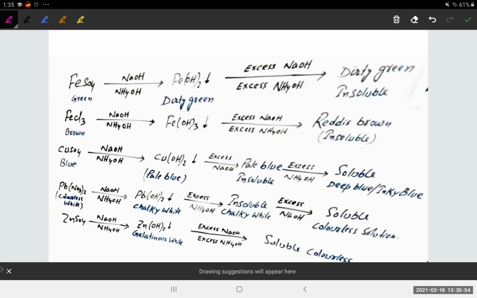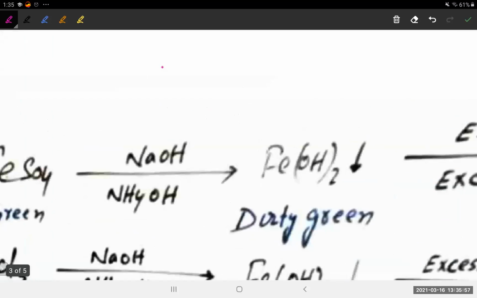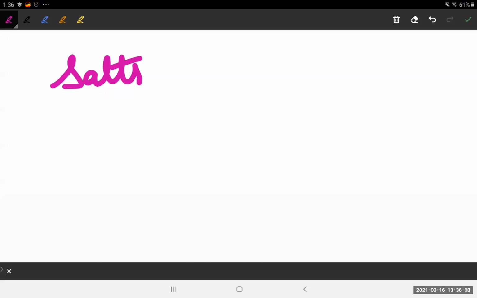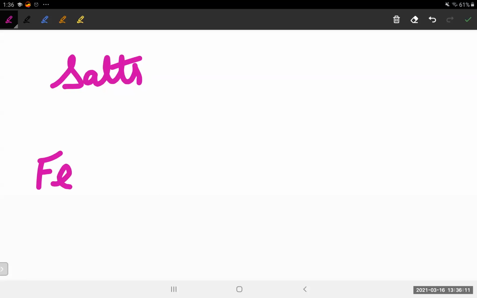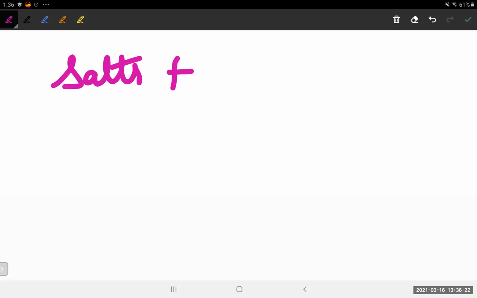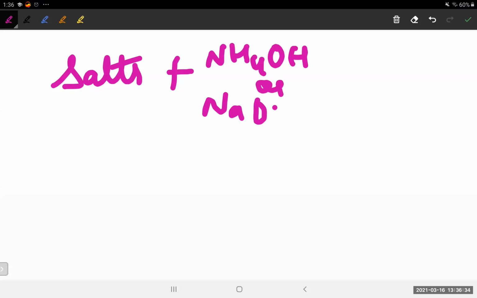Before continuing, I would like to tell you that in this chapter we'll be reacting the salts of colored ions, like ferrous and copper. I have told you about the colored ions in the earlier video. That means the salt is colorful. We'll react it with ammonium hydroxide, NH4OH, or with sodium hydroxide, NaOH.